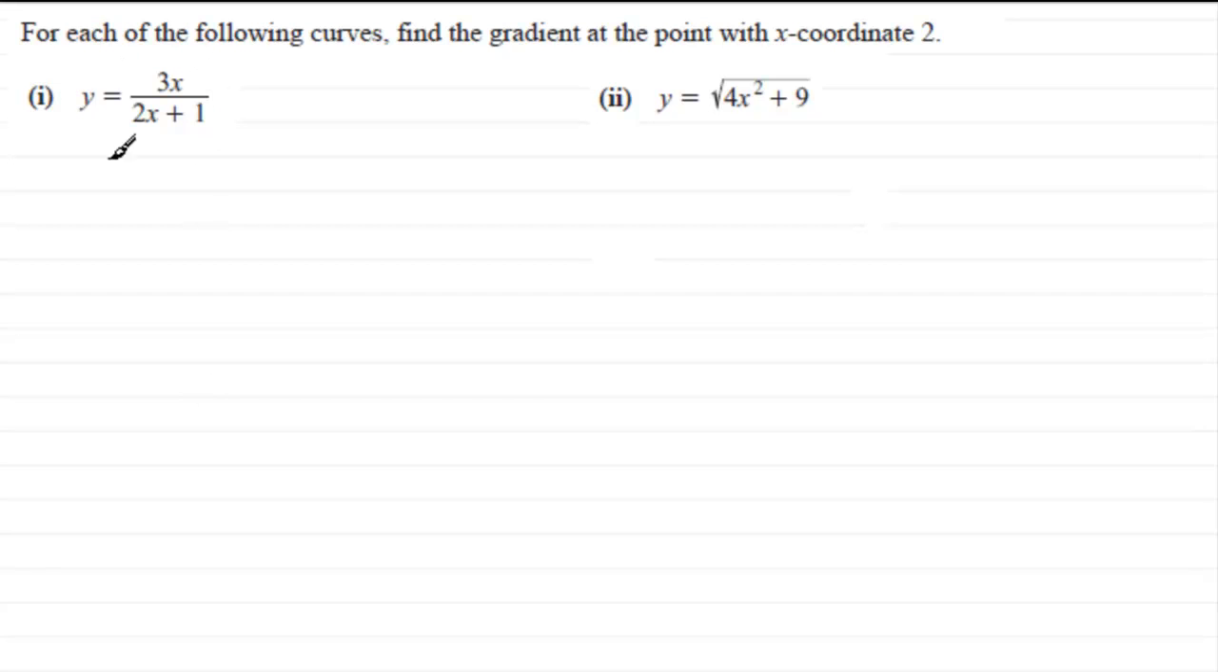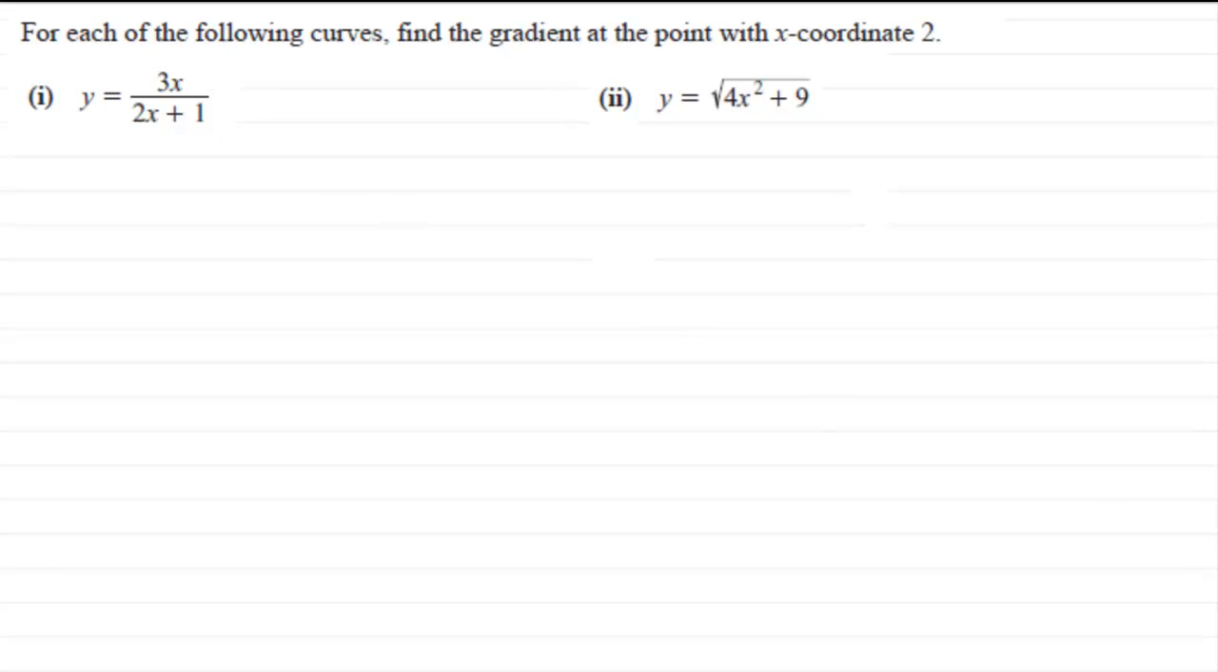Now, to do this first one, y equals 3x all divided by 2x plus 1, because the numerator and the denominator both contain functions of x, it's best done by the quotient rule. You could try it by the product rule, that is to do 3x multiplied by all of 2x plus 1 to the power minus 1, but I wouldn't encourage it. So it's the quotient rule.